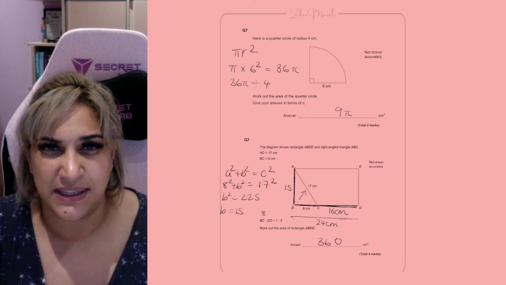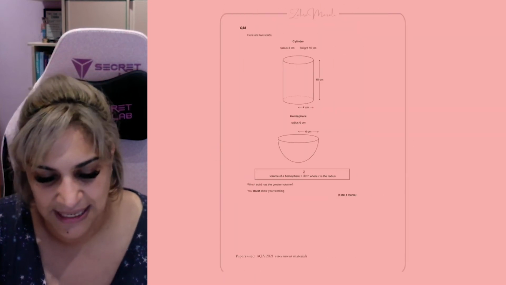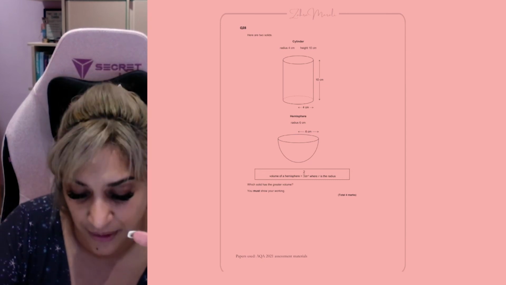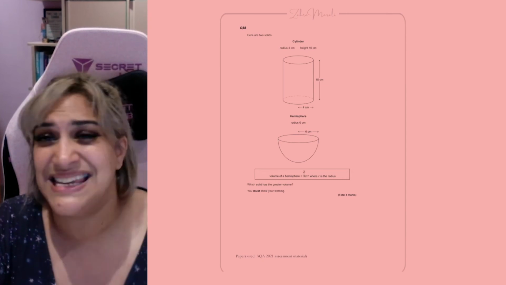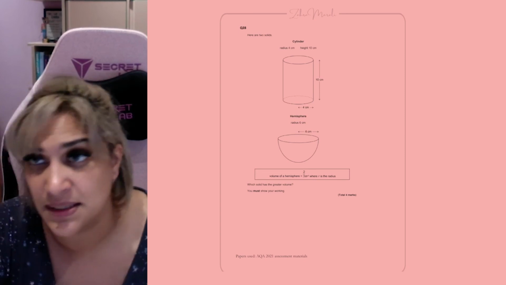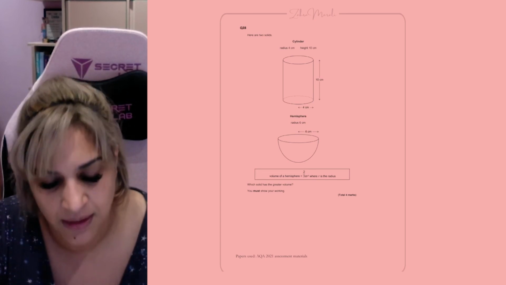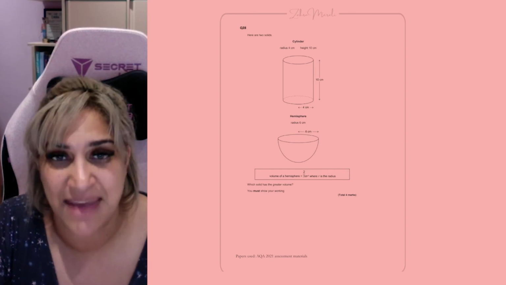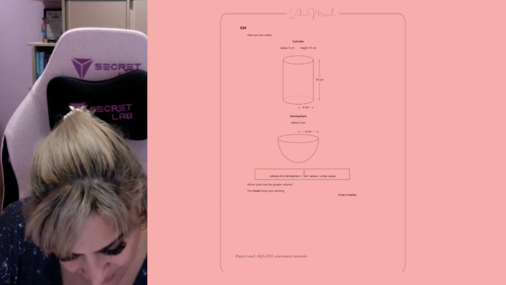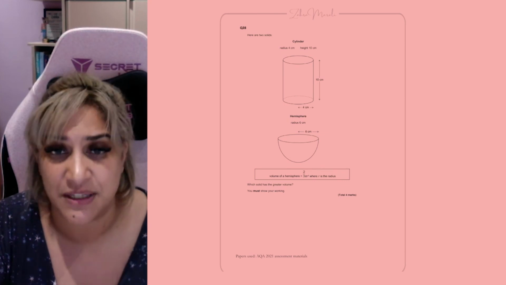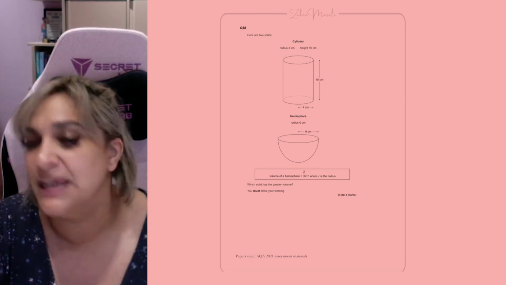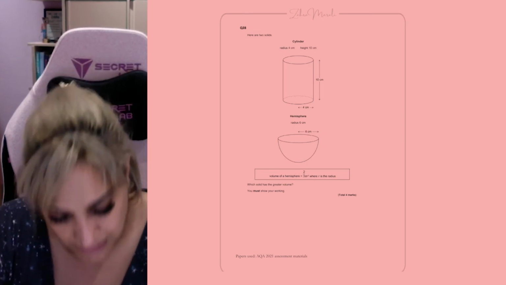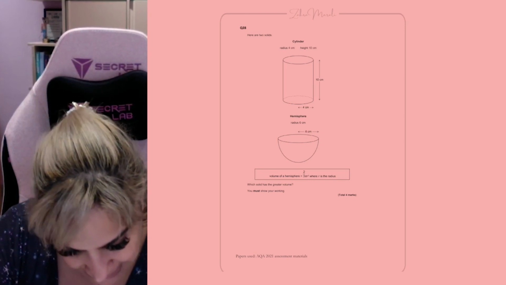Okay, we're going to look at the last question, and this was the last question off a foundation paper. But even if you're doing higher, this is likely to be in your exam. So we've got two solids. We've got a cylinder and a hemisphere. And it gives us the volume for the hemisphere. So we don't need to worry about it, if it's a weird one, they will always give you the formula. Okay, which solid has the greater volume?